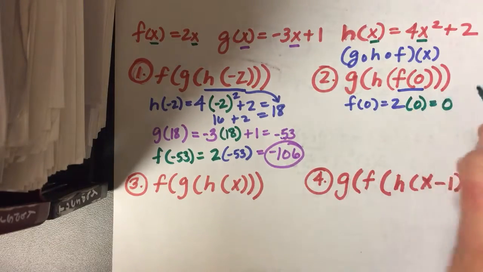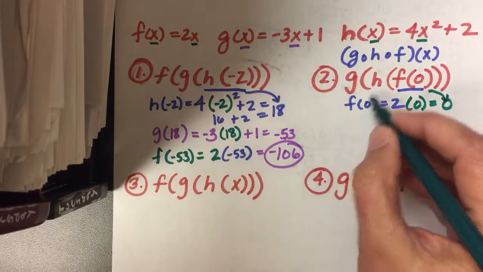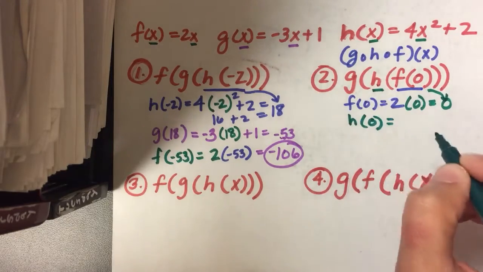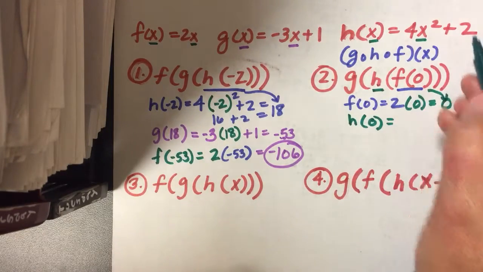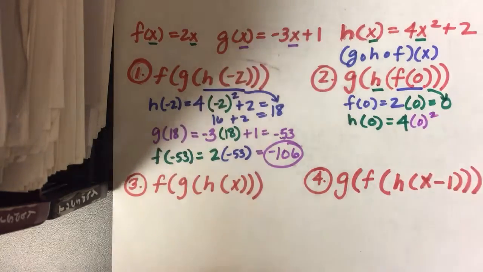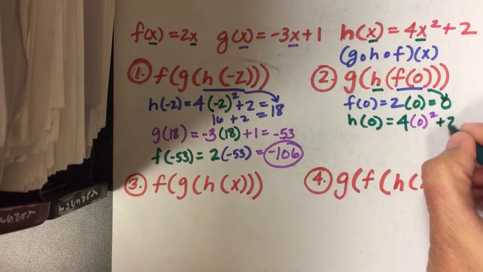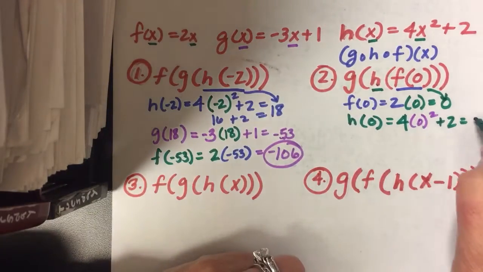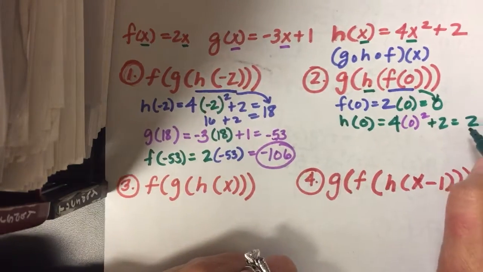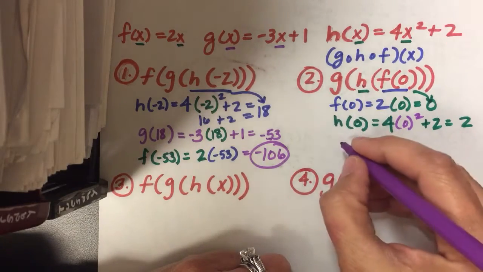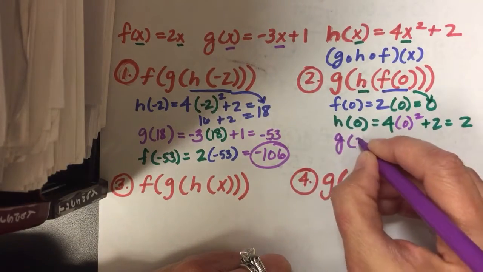That's my first output. Now I'm going to take this and plug it into my next one, inside out, which is h. So h of 0. H of x is 4x squared plus 2, so 4 times 0 squared plus 2. And when I work that out, 4 times 0 squared is 0, plus 2 is 2. So that's my second output. Now I'm going to take that and plug it into my last function, which is going to be my g function. So I'm going to be g of 2.